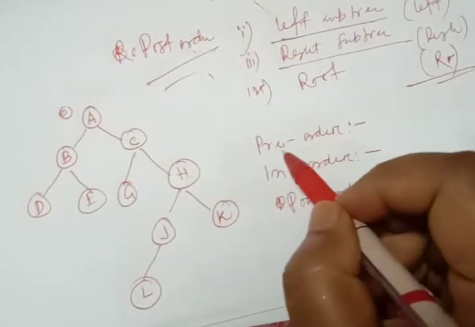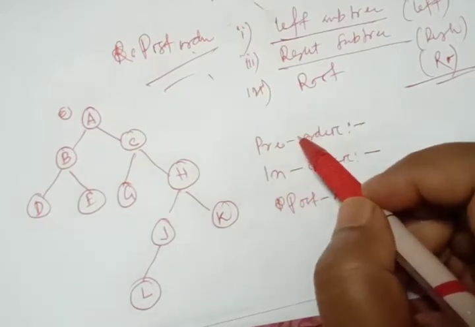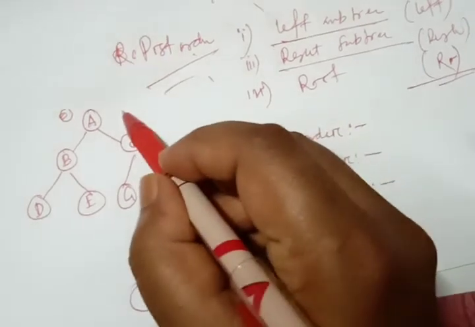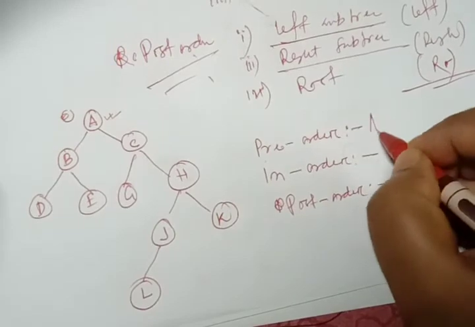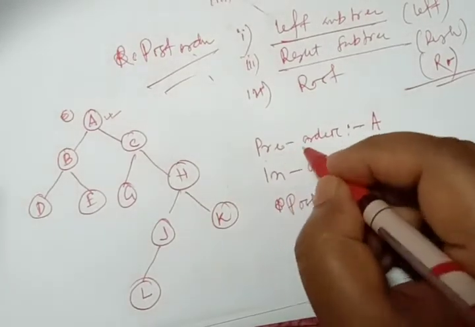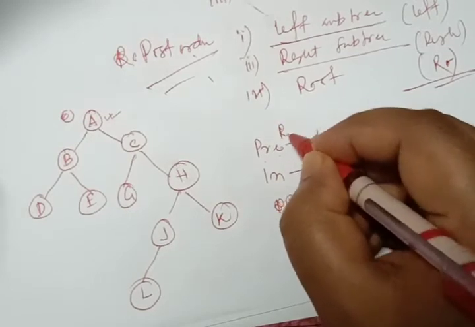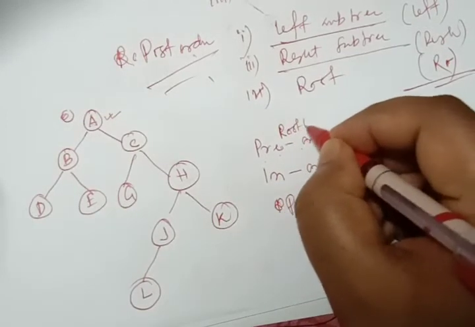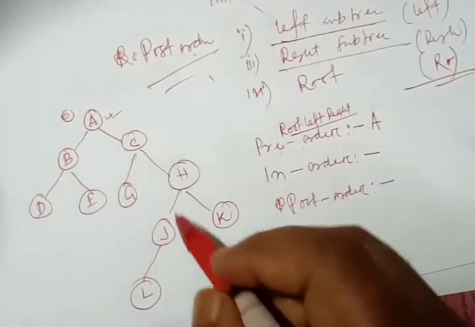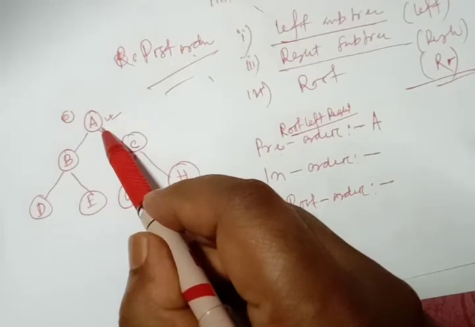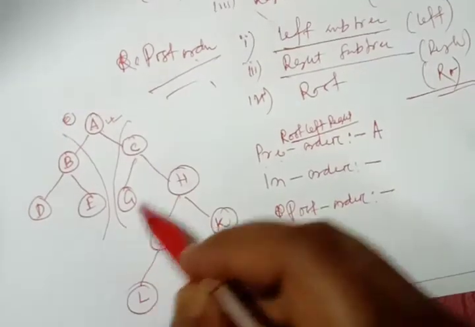Here you see that in pre-order, what do you have to traverse first? You have to traverse the root node first. Where is the root node? A. So A will come first, because in pre-order first root will come, then left, then right. Then we'll move to the left subtree. This one is the left subtree and this one is the right subtree.